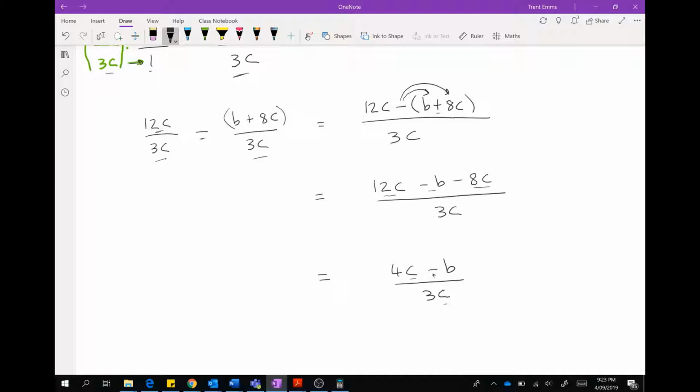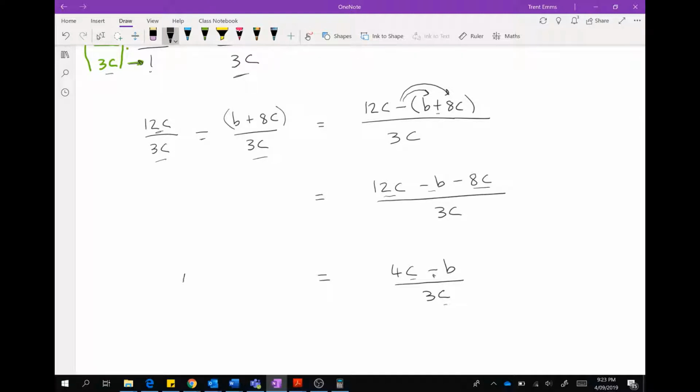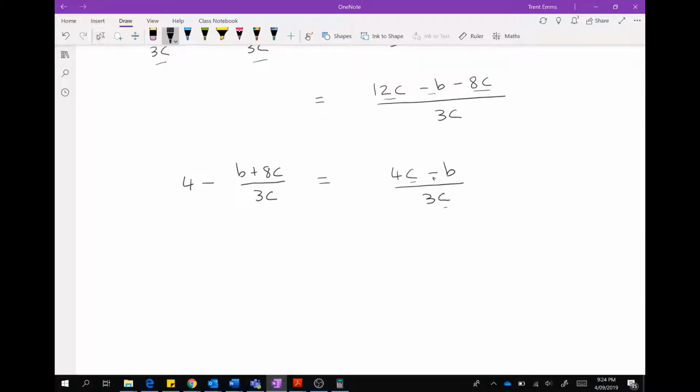And we're just going to go back to the original and check that we're right. So the original was 4 minus b plus 8c over 3c. So we're saying that this is equivalent to this. So if we put a b value and a c value into here, and the same b and c value into here, we should get the exact same answer. So let's just check that out. Let's go with a b value of 2 and a c value of 3, just for an example. We can pick anything we want, but then we've got to put the same values into here and into here.